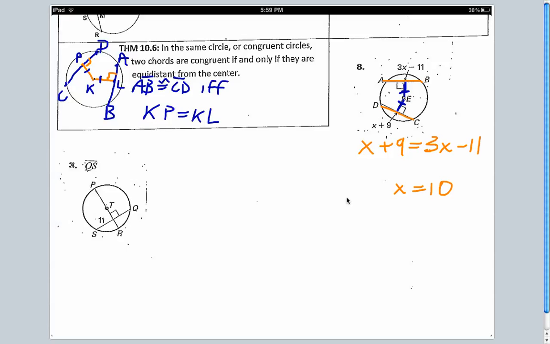Alright, that's number 8. Let's move on to this example over here, number 3. I want to find QS, which is this whole length right here, from Q to S across from it. Well, I know that PR is a perpendicular bisector of QS since it's a diameter. Okay, so PR is a diameter.